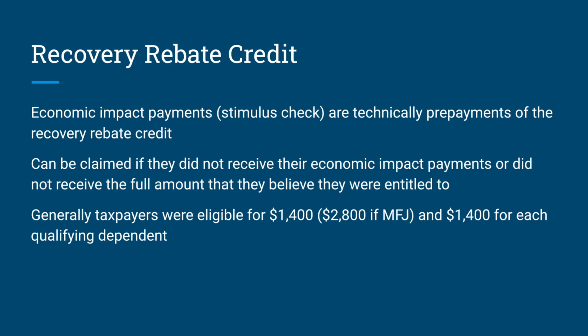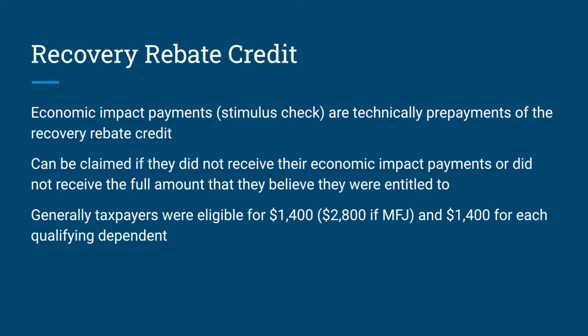And so the recovery rebate credit, this is going to be a topic that I'm guessing we get asked about a ton this year, and this has to do with the stimulus checks, specifically the third round of stimulus checks that were received in 2021. So economic impact payments, aka stimulus checks, are really just prepayments of the recovery rebate credit. And the recovery rebate credit can be claimed on the return if they did not receive their economic impact payments or they did not receive the full amount that they believe they were entitled to.